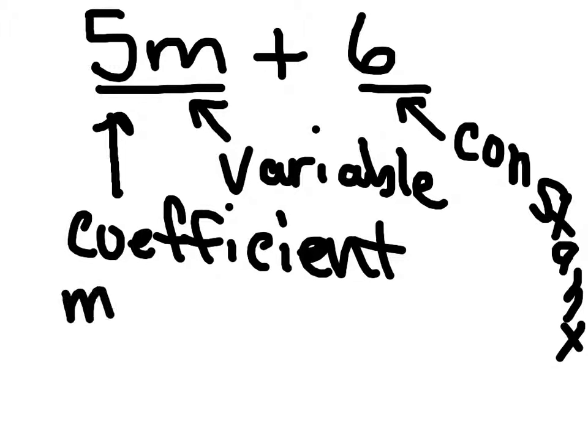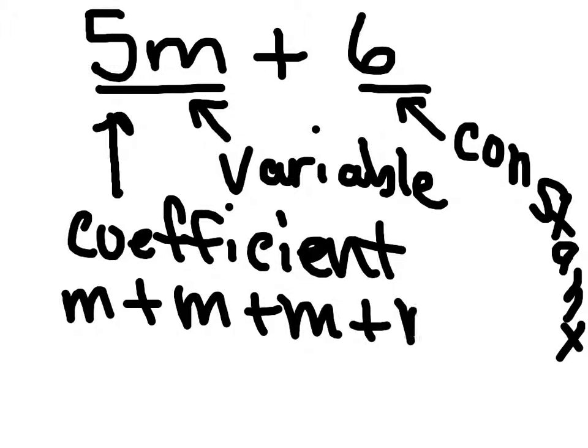It's just saying that there's 5 m's. So in other words, it's m plus m plus m plus m plus m. But instead of saying m plus m plus m plus m plus m, we shorten it up and we combine all those m's and we say there's 5 m's, or 5 times m. So when 5 is sitting right next to the letter m, it means 5 times m. So this expression, if we were to read it entirely mathematically, it would say 5 times m plus 6.